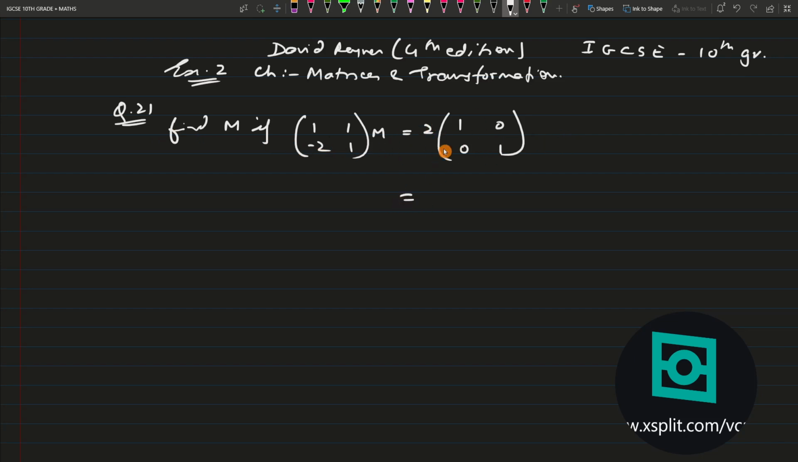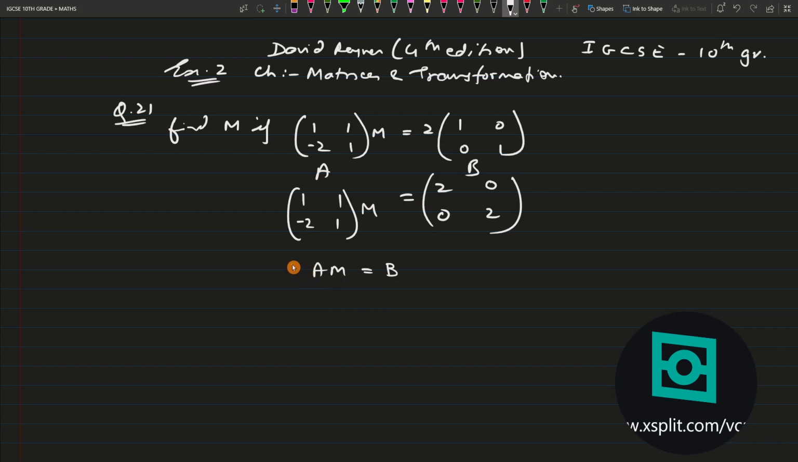First of all, let me do this. This is a scalar multiplication which will work out to 2 1s are 2, 2 zeros are 0, 2 zeros are 0, 2 1s are 2. And this will be 1 1 minus 2 and 1 times M. Now you want to find out this M. Suppose this matrix is A, and this is B. So you have AM is equal to B.